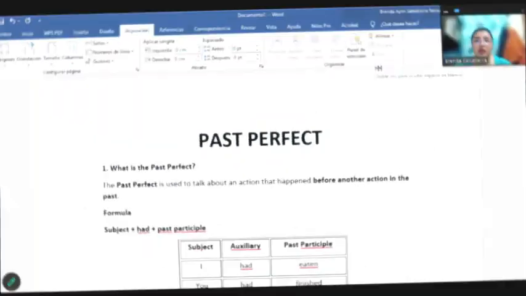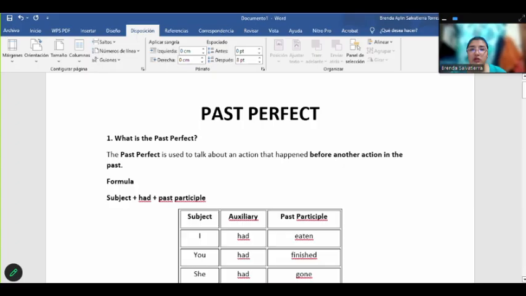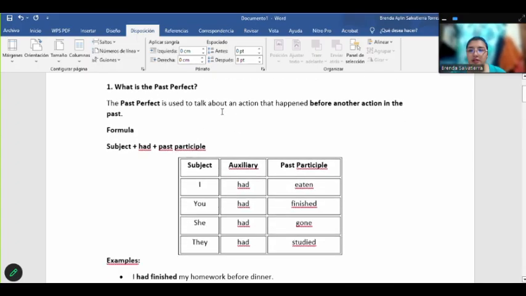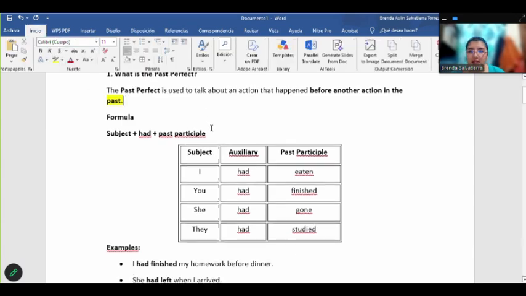In today's video we're going to talk about the past perfect. So let's get started. Okay guys, so let's talk about the past perfect. First of all, what is it? What is the past perfect? The past perfect is used to talk about an action that happened before another action in the past. Okay? Both actions happen in the past.